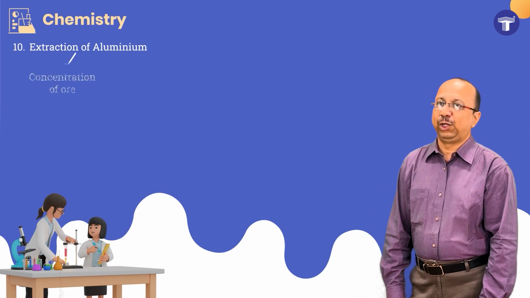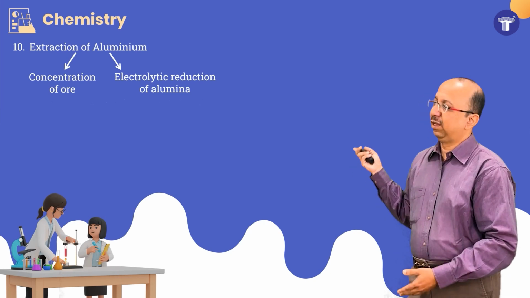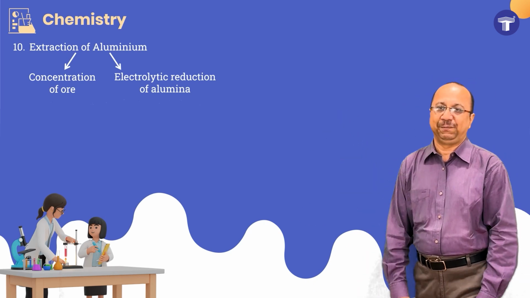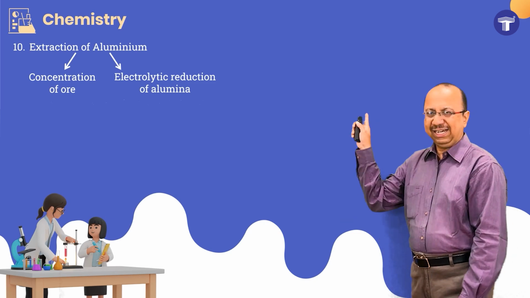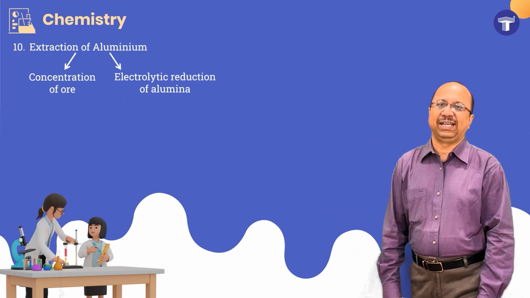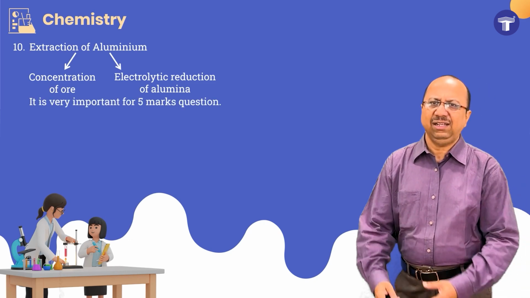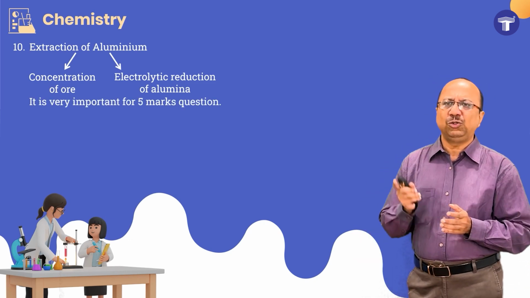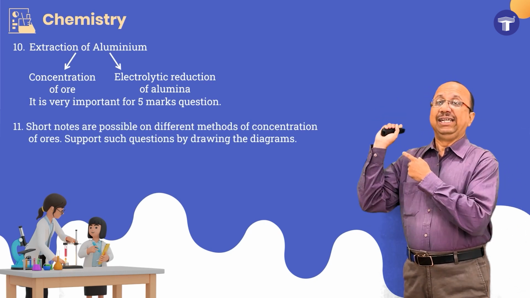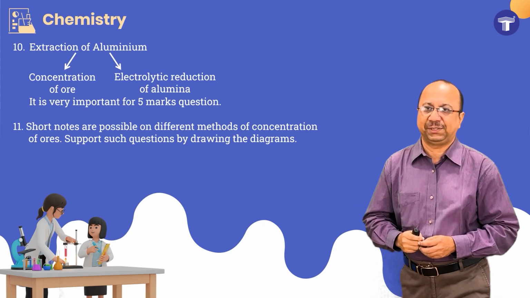So extraction of aluminium में you have to write, I mean, the concentration of ore, and there is another method that is electrolytic reduction of alumina. So when you are going to write the answer for this as a 5-mark question, you have to draw the diagram. Okay, that was the example from my side. Similarly, you can even get the short notes based on this. There's a concentration of ore. Instead of 5 marks, they can put it in question number 3 for 3 marks.